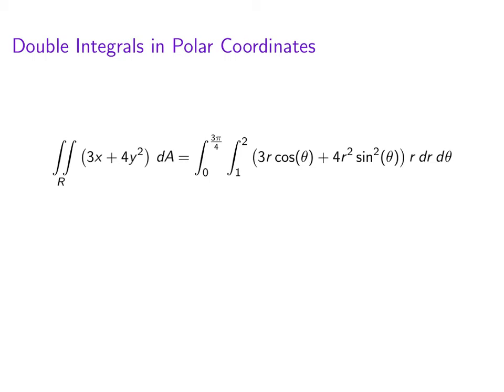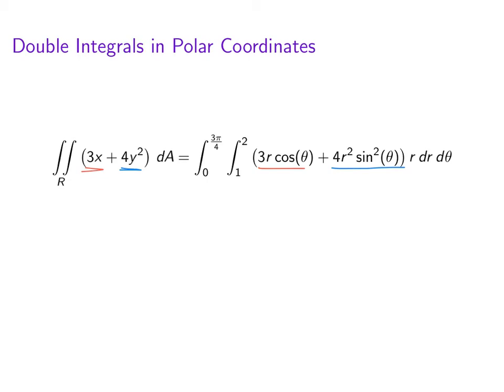So first of all, 3x turns into 3r cosine theta because the conversion from rectangular to polar tells us that x gets changed into r cosine theta. Next, 4y squared turns into 4r squared sine squared theta. That's because y turns into r sine theta.